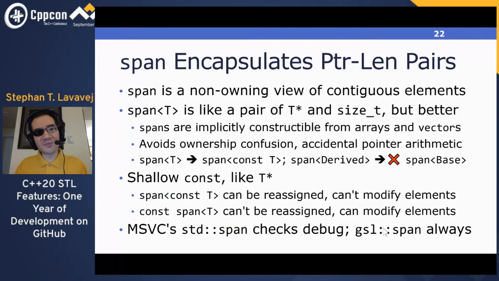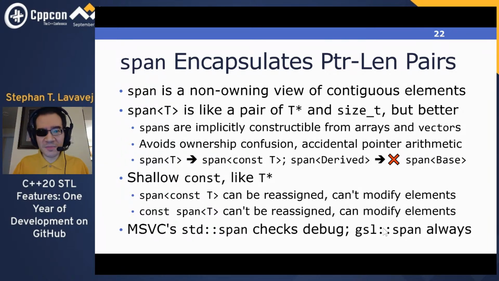The other thing that confuses people about span is that it has shallow const. Now, it is true that other types in the STL obey deep const, but span is like a pointer-length pair, and pointers are shallow const. So depending on where you put the const in the span, that controls, can I modify the elements? Can I modify the span itself? In this respect, span is very much like shared_ptr and unique_ptr, which are also shallow const, except that it has none of the ownership semantics of those types.